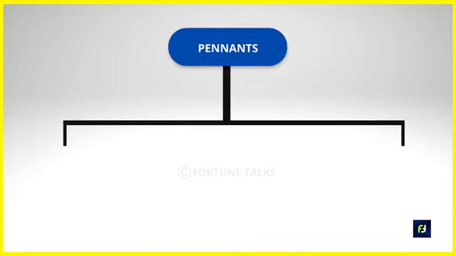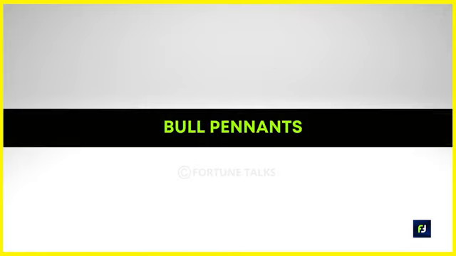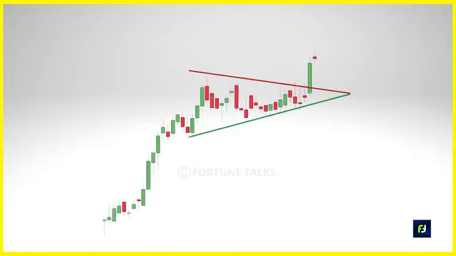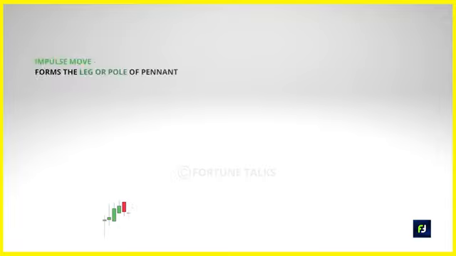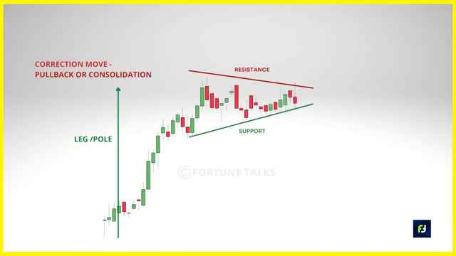Now there are two types of pennants, bullish pennants and bearish pennants. Let us focus on the bull pennants first. The bull pennant is a chart pattern that forms a triangle during the pullback. It consists of two parts: the impulse move, which forms the leg or the pole of the pattern, and the correction move, which is formed as a result of the pullback.